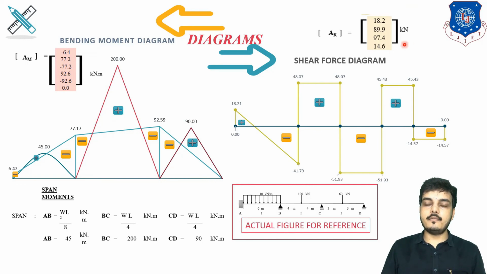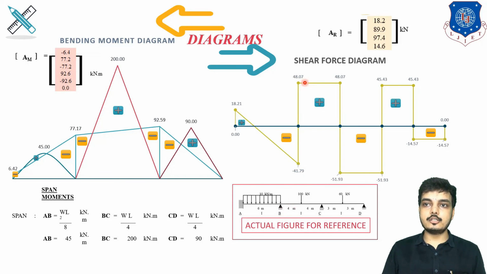Now, at last, with the help of AR, we will be solving our shear force diagram. Now, our first value is 18.2 positive, so we will be moving upward. And then UDL of 10 into 6 is given, so 10 multiplied by 6 is 60. 18.21 minus 60 will take us towards minus 41.79. After reaching this value, we have to add 89.9, which will take us upward to 48.07.